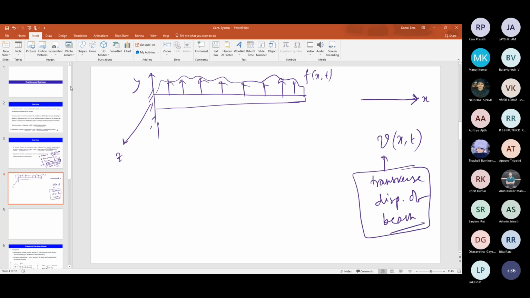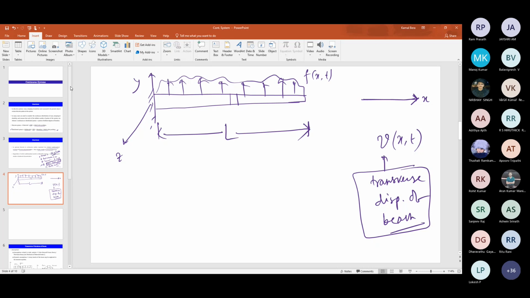Got it? And let's say L is the length of the beam. And what approach are we going to use? We are going to use Newton's law, that is the equilibrium approach, by drawing a free body diagram of an elementary portion. With a small element, not elementary, an element portion, I'll consider here.